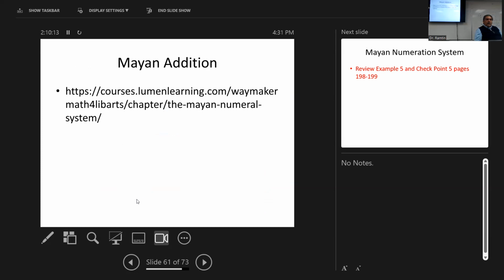It's on the Populi. I encourage you to take a look at it. If you go to that page, it gives you an interesting example. Just copy it and put it on your Google or whatever, and go there, and it shows you an interesting example of doing calculation, simple addition, in the Mayan numerical system.